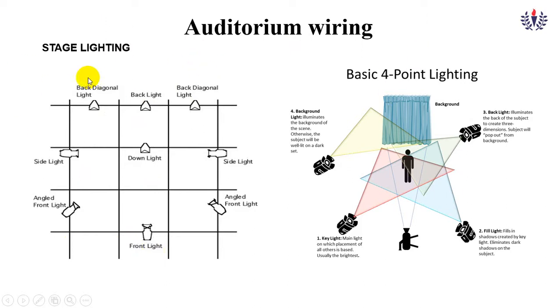So first we are going to see about the stage lighting. This is the vertical view of the stage. In the top, I think you might have seen this. These are the back diagonal lights, two back diagonal lights and one back light. And these are the side lights, down lights, angle light and front light. I think this may be a little bit clearer. So this is a background screen. Here may be the person on the stage. Here you can see these lights will be moving here and there. So these lights should be wired accordingly. So this is about the stage lighting.